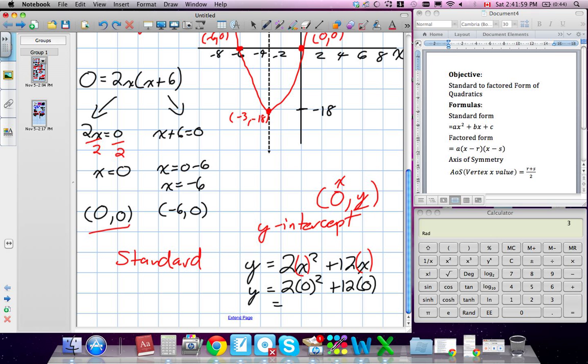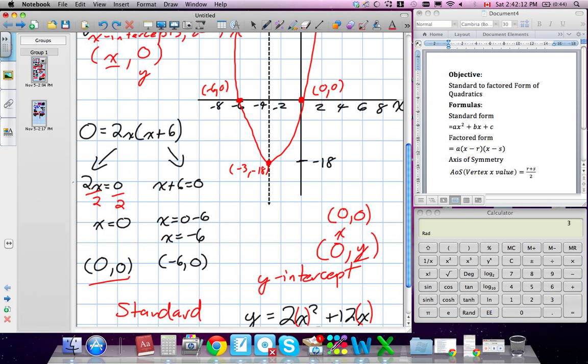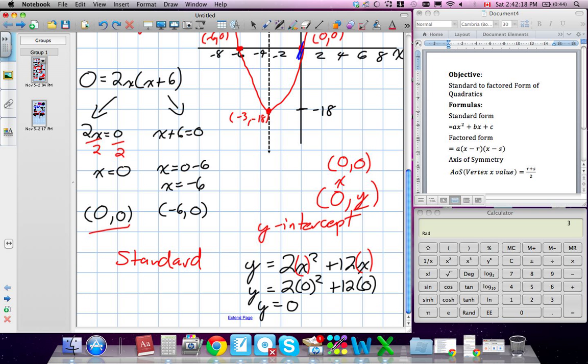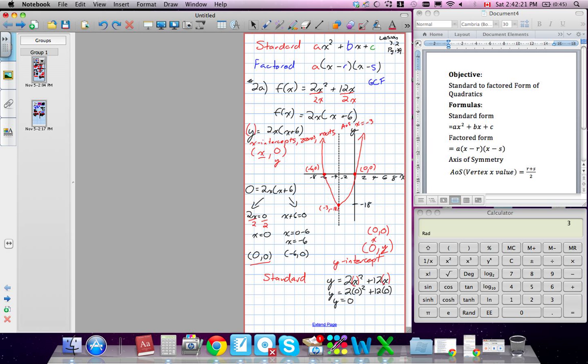What will both of those equal? 0. So what is our y going to equal? 0. So according to this, our y-intercept is at 0 and 0, which makes perfect sense because just so happened it was also one of our x-intercepts. So that worked out perfect for us. Okay. I want you to try that on yours too. So we found our y-intercept also.